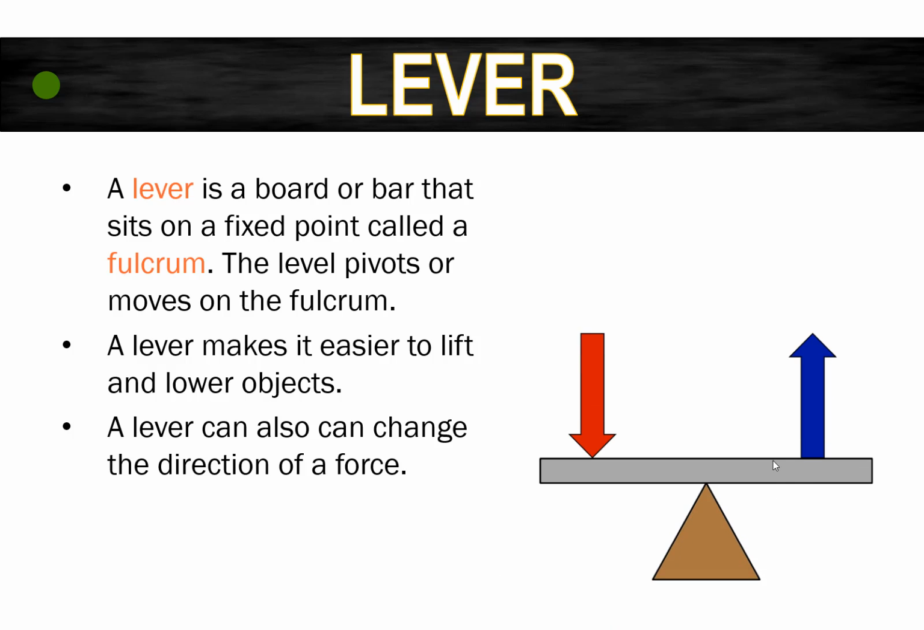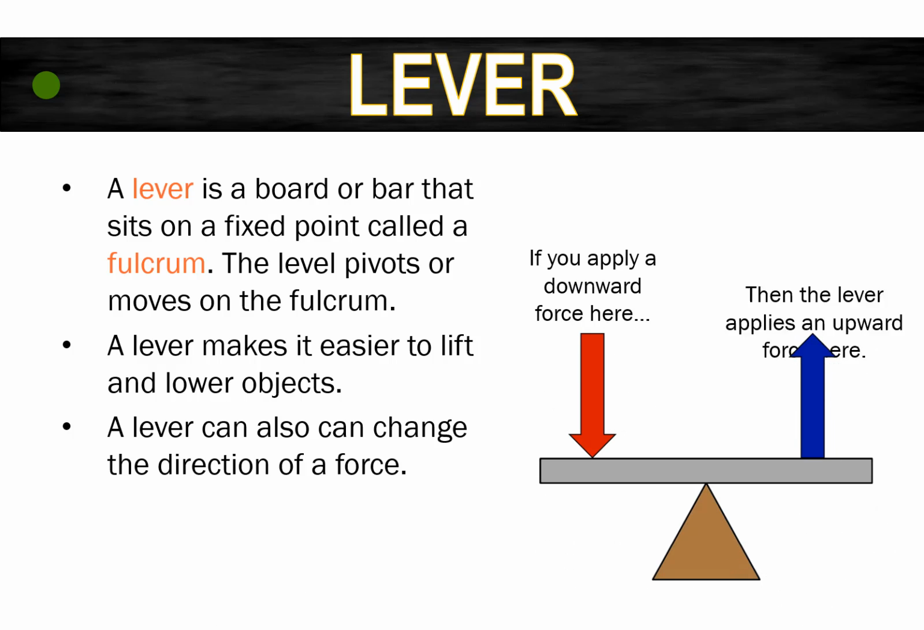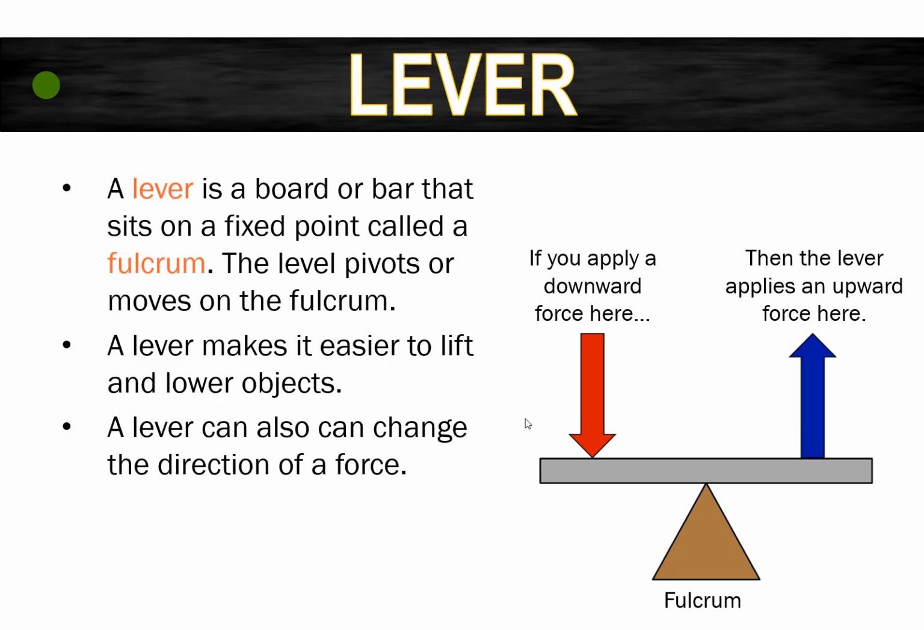So here's an example of a lever. Here's our rigid arm or our board that moves on a fulcrum. The fulcrum is, I think I have it labeled right here. So if you press down and put a downward force on this side of the bar, then you're able to lift something on the other side of the bar.